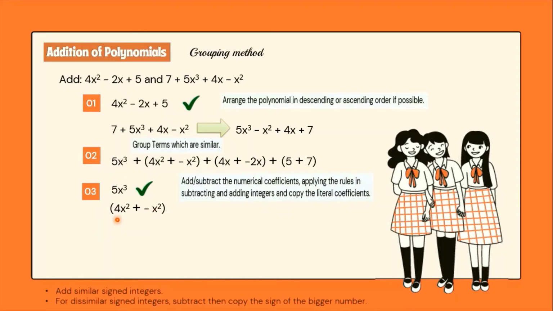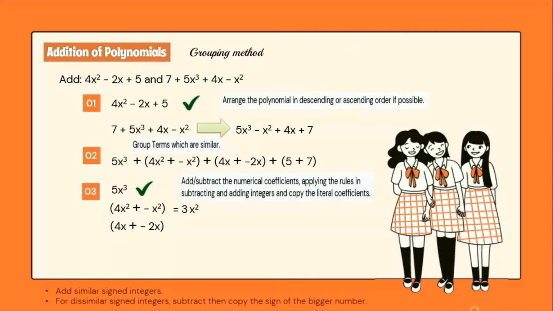Kaya naman, i-add natin ang 4 plus negative 1. Kailangan natin i-subtract. That will be 4 minus 1, which is 3. And then, copy the sign of the bigger number. Mas malaki si 4, which is positive. Kaya ang sagot natin dito ay positive 3. And then, copy the literal coefficient, x squared.